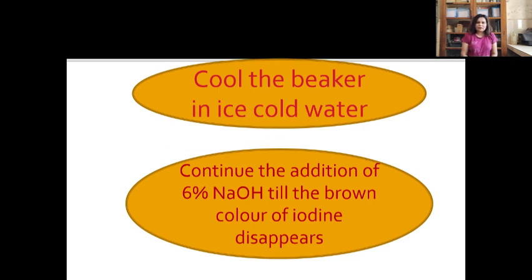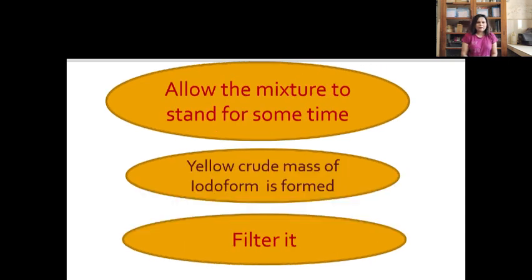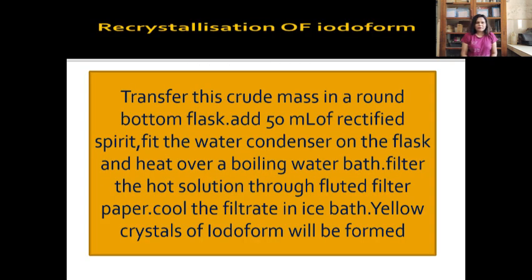Now we will keep on adding this 6% sodium hydroxide solution till the brown color of iodine completely disappears. After that, we'll allow the mixture to stand for some time, and what we'll see, the yellow crystals of iodoform are formed. Now filter this yellow solid by using ordinary filtration, and after that we'll get the crude mass.